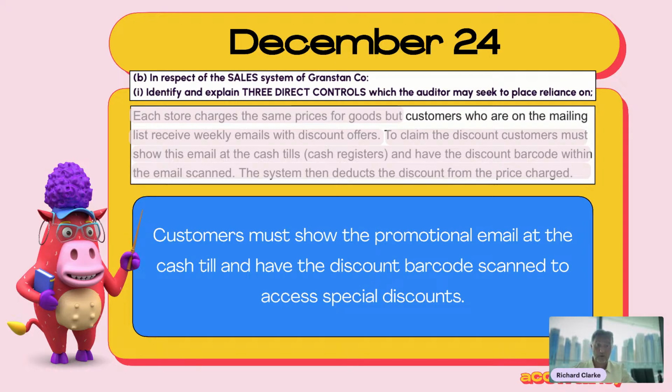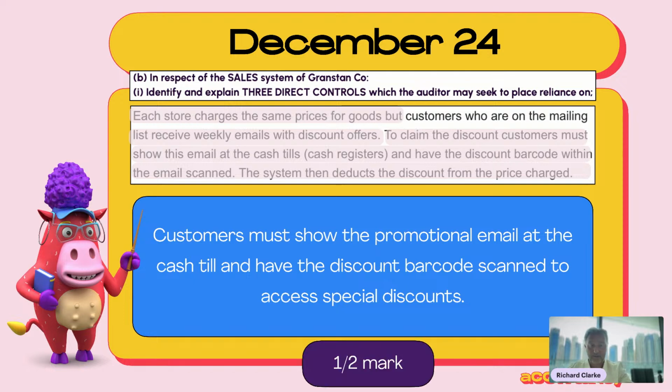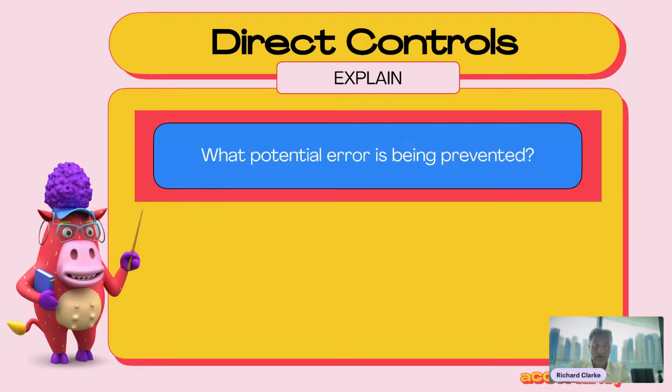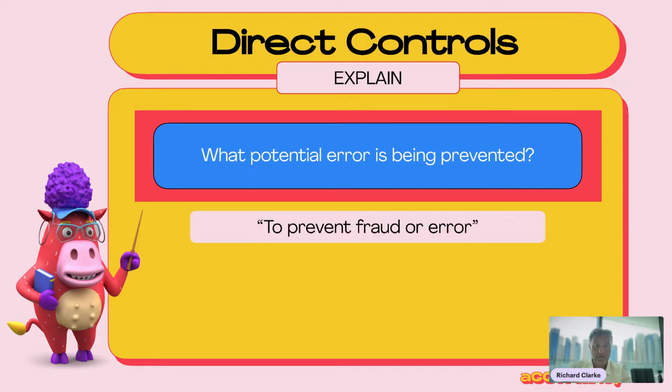Customers must show a promotional email at the cash till, have the discount code scanned to access special discounts. Okay, so that's going to be our little half a mark, really straightforward. Then we get to the explanation, and we remember with the explanation that we're going to think to ourselves, why? What potential error is being prevented here?